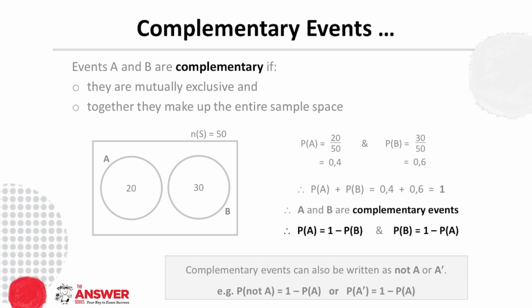Our next special case is complementary events. Two events are complementary if they are mutually exclusive and if together they make up the entire sample space. And because they make up the entire sample space, the sum of their probabilities is 1. And so for complementary events, these statements will be true. The probability of the one will equal 1 minus the probability of the other. And then just in terms of notation, complementary events can also be written as not A or A dash as shown here.